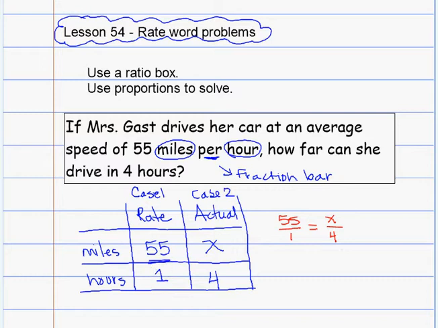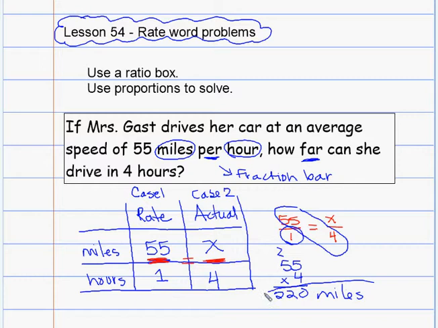Because, remember we talked about this, these are fractions and they're proportional, so they have to be equal to each other. And we can cross multiply, so 55 times 4 is 20, carry the 2, 20 plus that 2 is 220, and then we would divide by 1, so there isn't anything to divide by, or it's not going to change our answer. So it's 220, and then how far, we're going to use the label miles. So Mrs. Goss can go 220 miles in 4 hours at a speed of 55 miles per hour.